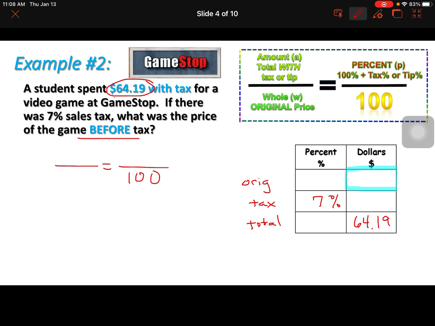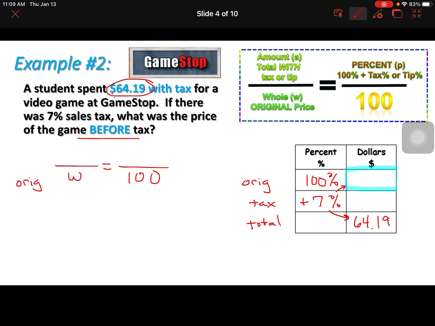And you were supposed to pay what percent of the original? 100% of the original plus an additional 7%. I did not find 7% of the 64. You find 7% of this amount right here, which was the original. And so we are missing the original this time. Remember, our original is going on the bottom.